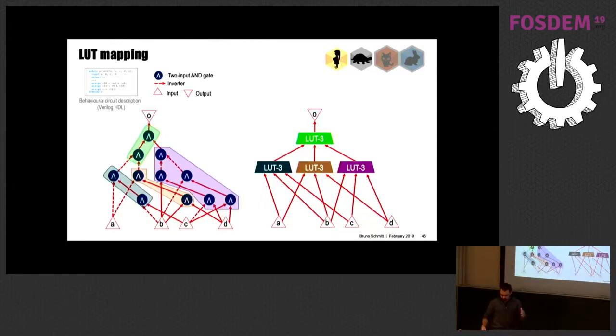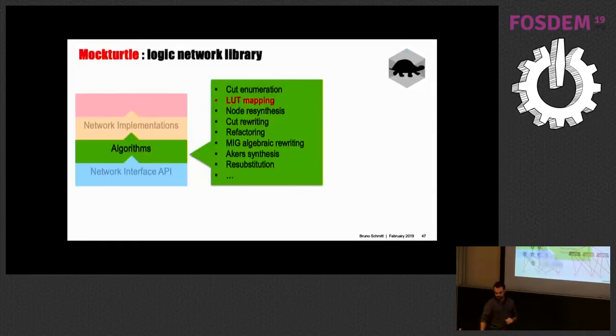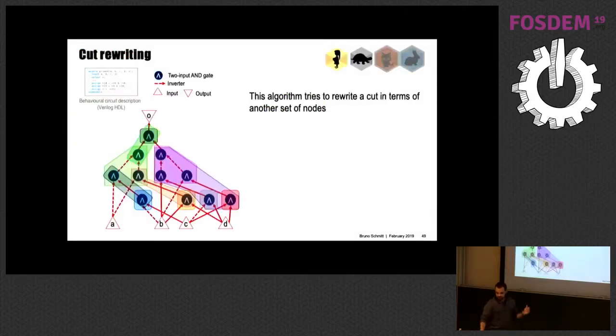So by now, I could say, okay, I'm done, but there would be no fun, so let's look at how to do a bit of optimization using Mockturtle. For optimization, you do cut rewriting. Because we already presented how to cut the network, this algorithm will try to rewrite cuts in terms of another set of nodes. So we'll take one cut, the cut is the subnetwork itself, and we'll try to minimize the number of nodes inside that cut.